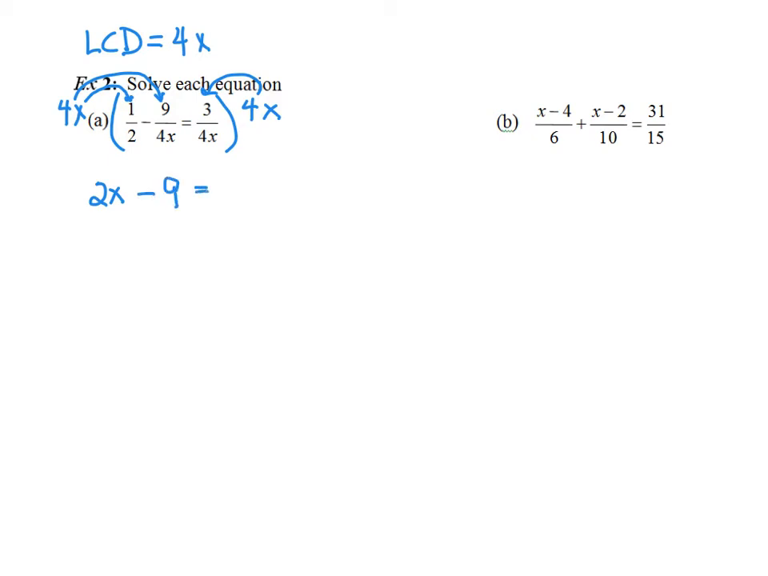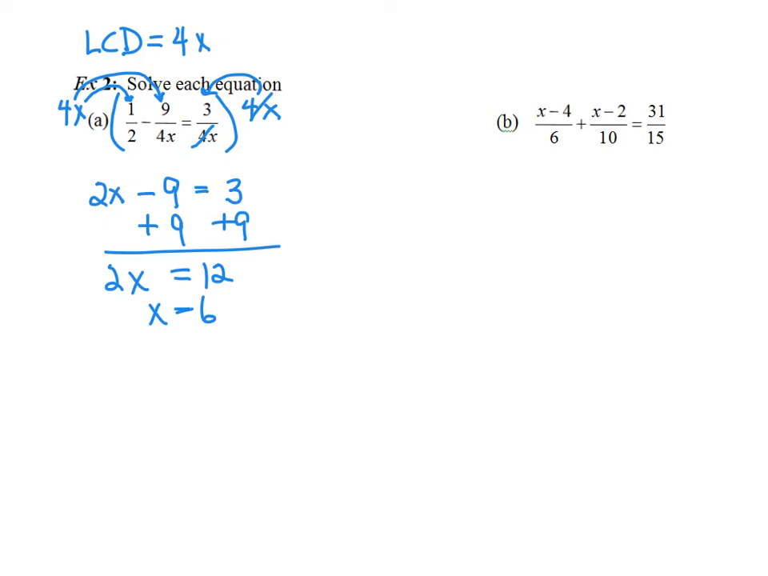On the right side, the same exact thing happens. This 4x cancels with that 4x, and I'm left with a 3. This is a really easy linear equation to solve, so add 9 to both sides of the equation. So notice how I have really simplified this equation by eliminating those denominators. So 2x is equal to 12, x is equal to 6.